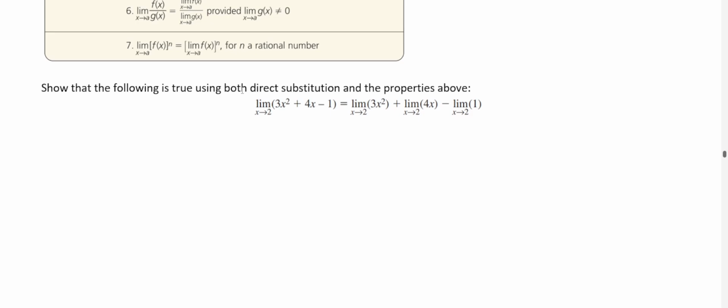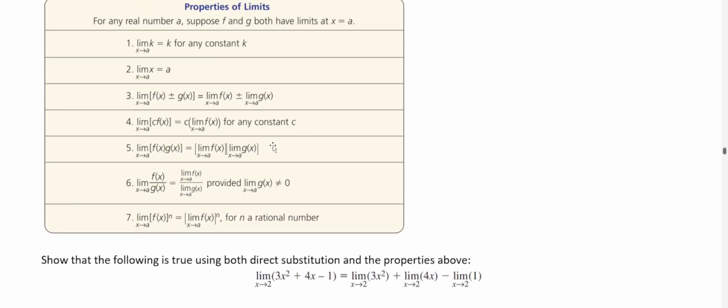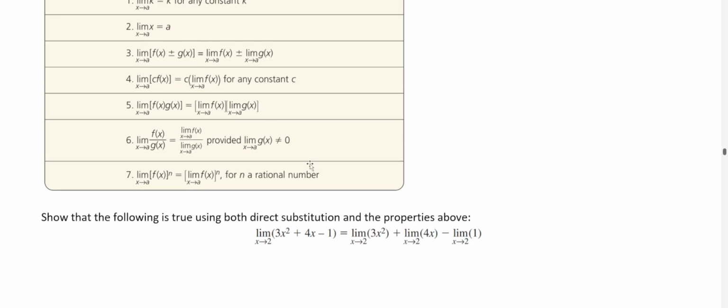We're going to start by showing that the following is true using direct substitution and the properties above. As we can see here, we have a function that's made up of multiple terms. So this is like a quadratic function plus a linear function minus a constant function. So that is this property right here. We have a series of functions added and subtracted together. So we're going to split this up and find the limit of each of these individual terms.